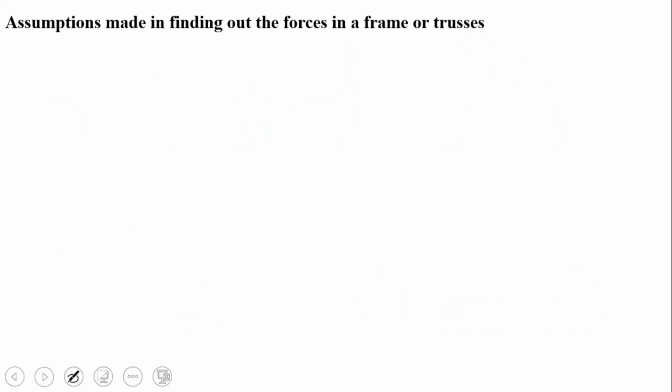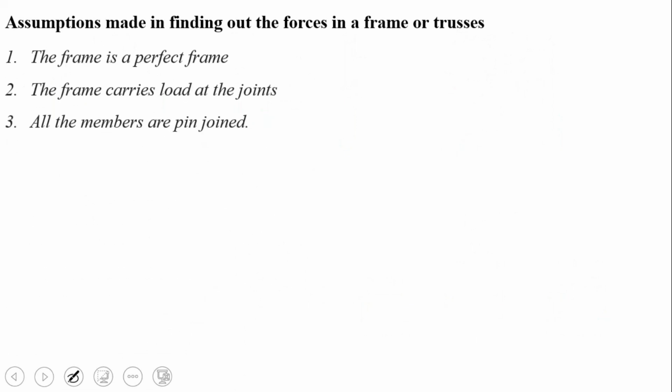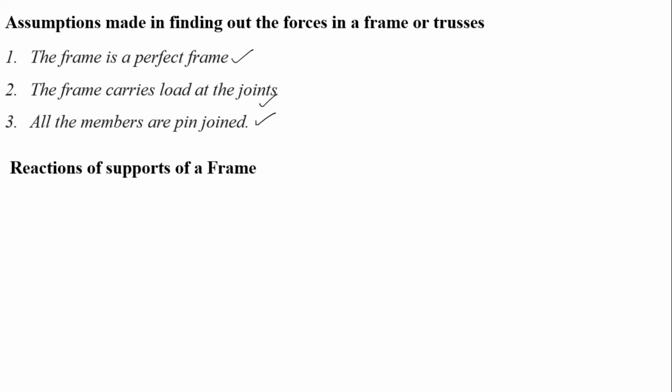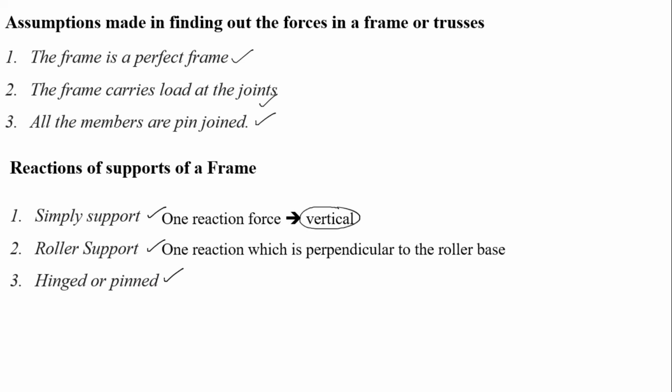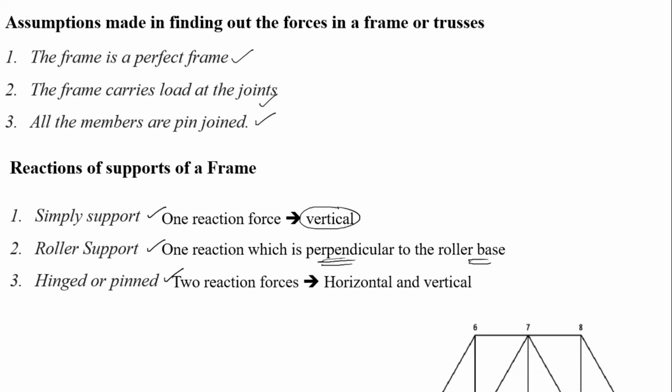So now the assumptions. What are the assumptions made in finding the forces in a frame or truss? There are 3 assumptions. The first one is that the frame is a perfect frame, and the frame carries a load at the joints and all the members are pin joined, right? Then the reactions of the supports of the frames. There are 3 supports: simply supported, roller support and hinged support, right? We already discussed that a simple support has only one vertical reaction, a roller support has only one reaction which is perpendicular to the roller base, and the hinged support has 2 reactions, horizontal and vertical, right?